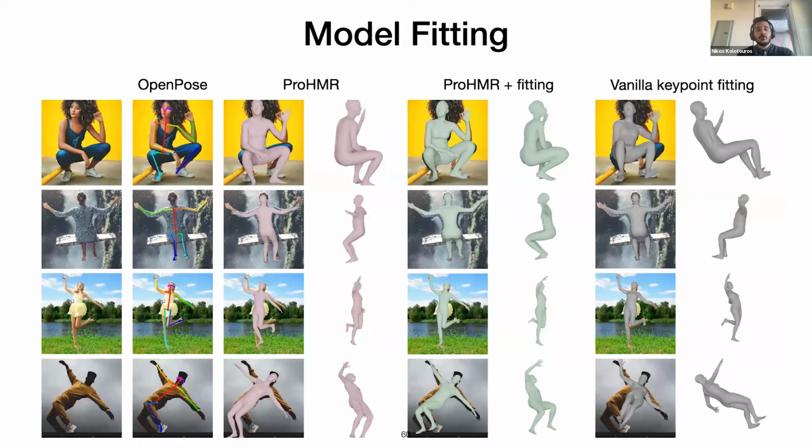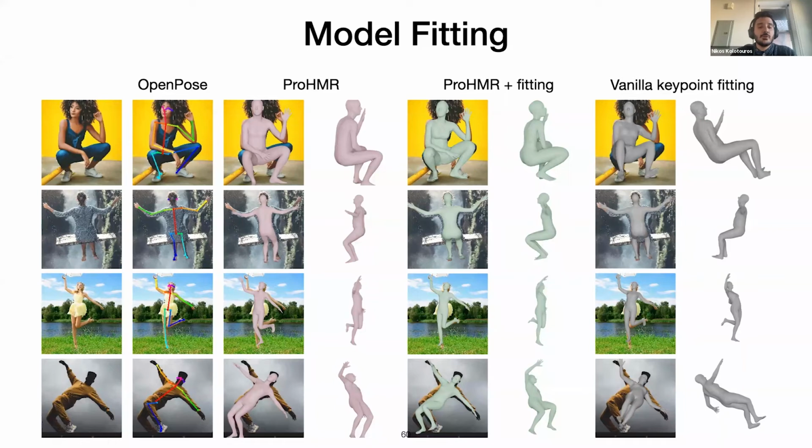And here are some more results for the fitting. So this figure shows a three-way comparison. First, there is the ProHMR regression output with the pink color. And then in the middle, you can see the optimization result with our learned distribution. And last, with gray, we show the results of the vanilla key point fitting.